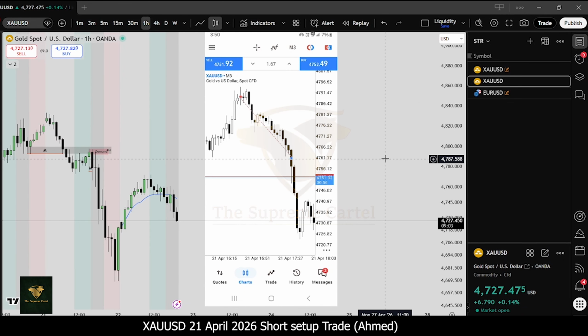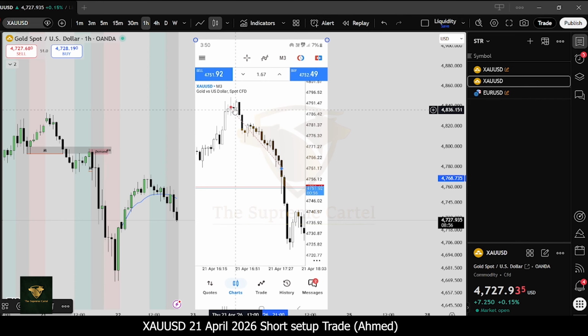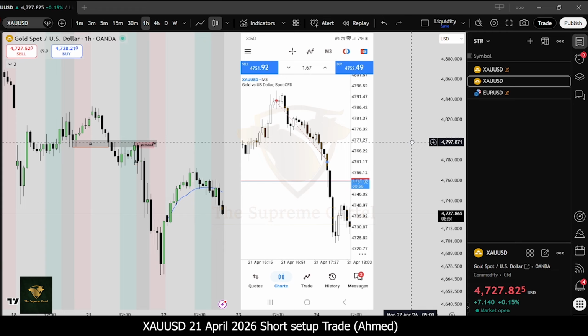Shahbaz bhai, today I will explain you the setup that I took yesterday. I took a short setup. This was the trade that I took. My entry was over here and my exit was over here. So let me break down the setup that I took.